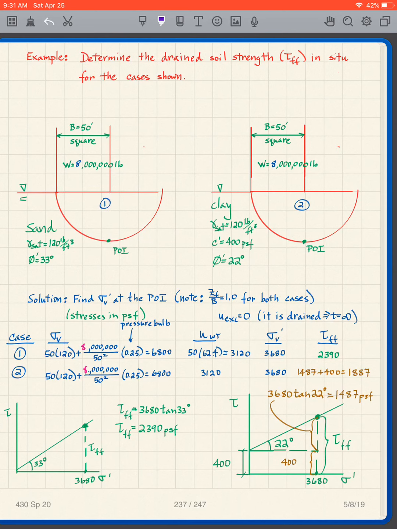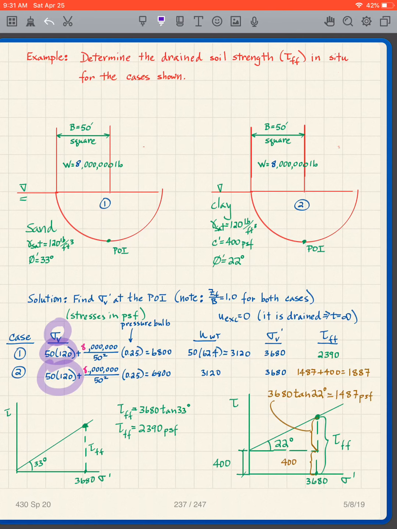So when I'm looking at the stresses at that point of interest, I have my gamma. The soil's saturated below the water table. Both soils have a unit weight of 120 pounds per cubic foot. So to get my soil stress sigma V, it's going to be 50 times 120 for both of them, because it is 50 feet of soil.